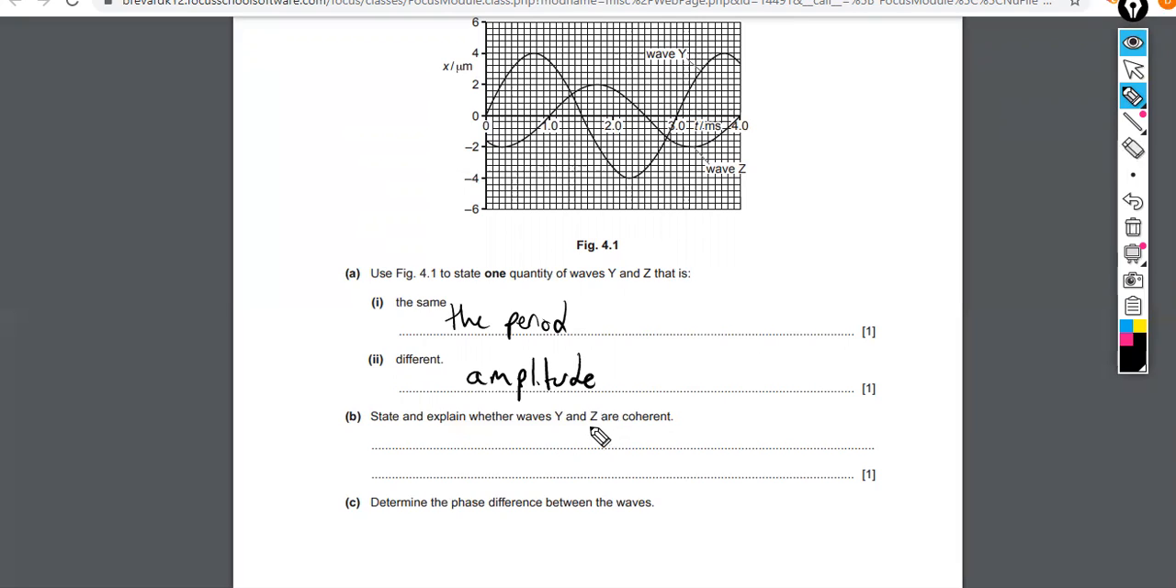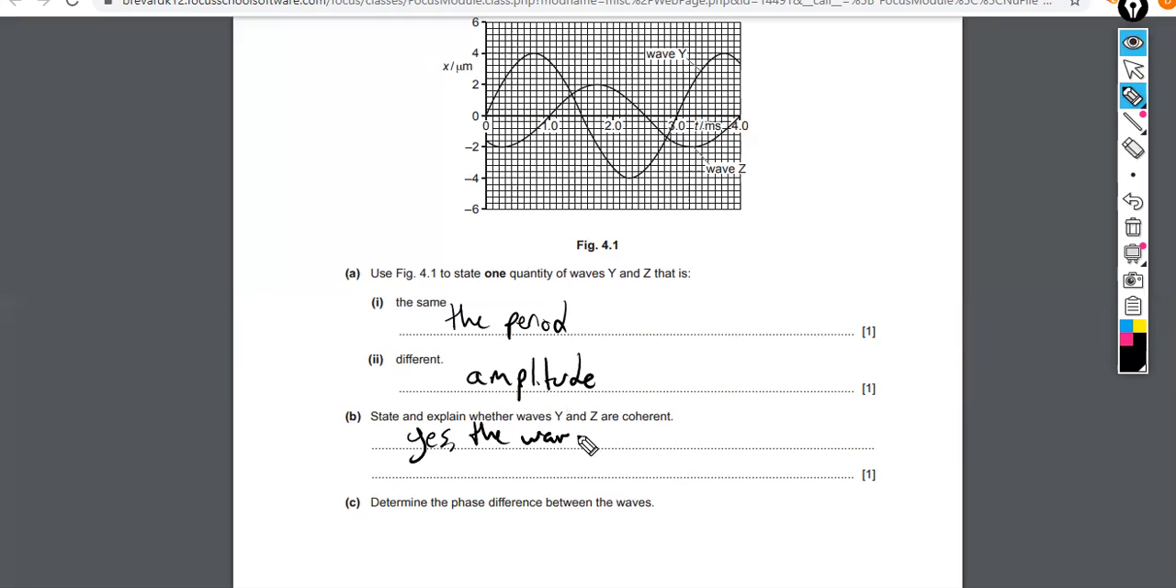State and explain whether waves y and z are coherent. Yes. Now we got to explain. Well, what does it mean to be coherent? It means two waves have a constant phase difference, and so we can just state that. They have a constant phase difference because their frequency is the same, because their period is the same. They don't change, right? It's not like this wave starts out at 3 milliseconds and then over here it modulates its frequency, right?